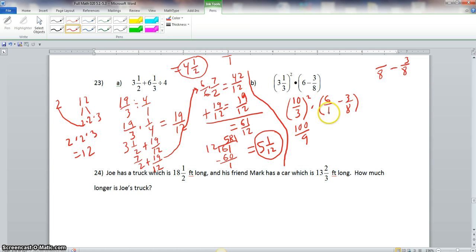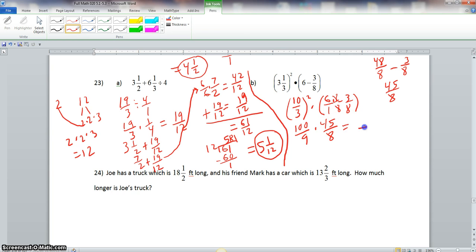Now we ask ourselves, 1 times what is 8? We know 1 times 8 is 8. So we'll multiply our numerator and denominator by 8. So now 6 times 8 is 48, and 1 times 8 is 8. Now 48 over 8 minus 3 over 8 is 45 over 8. So now we'll multiply this by 45 over 8.